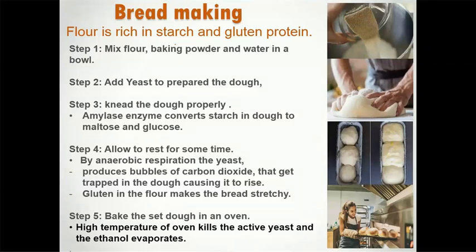Step 5 is to bake the bread in the oven. Note that the high temperature of the oven will kill the active yeast. So don't think that when you eat bread you are eating microorganisms such as yeast. No, the high temperature would have destroyed the yeast and also caused the ethanol that is produced during the anaerobic respiration process to evaporate. So here are images showing the steps used in the production of bread.